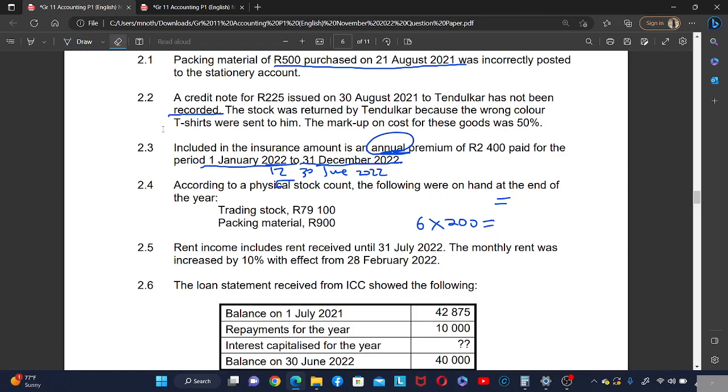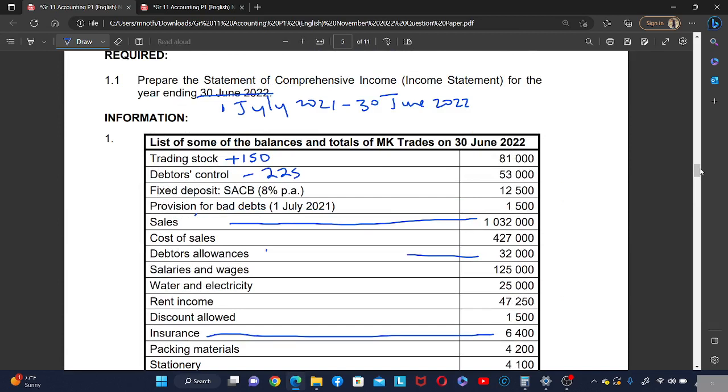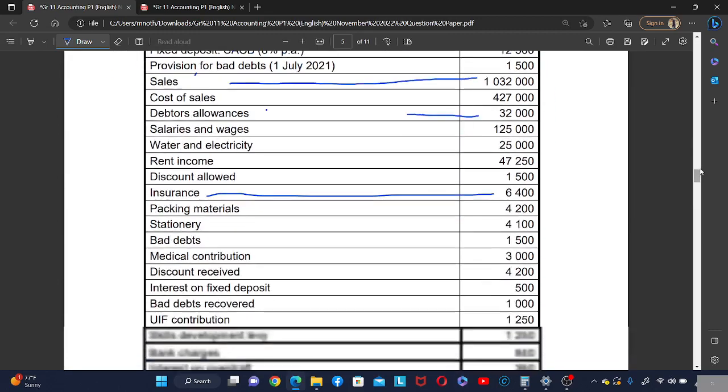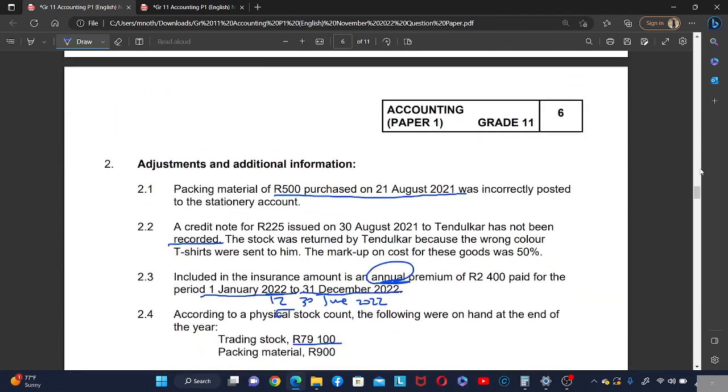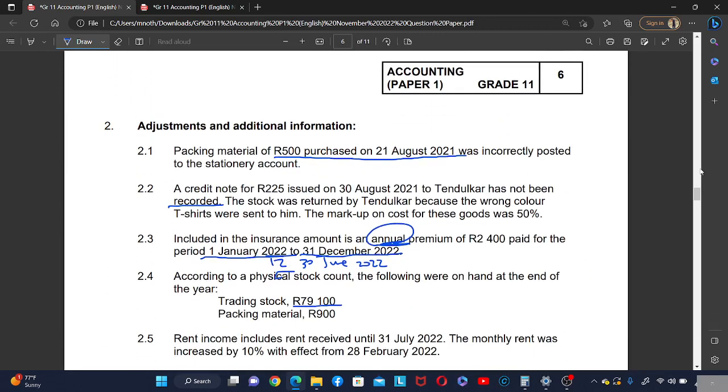2.4. According to the physical stock count, the following were on hand at the end of the year. Trading stock is 79,000. Now let's check. Did we make a trading stock deficit or surplus? If you can look, 81,000 plus 150, we made a trading stock deficit, because we were expecting 81,150, but we got 79,100. So it's a trading stock deficit.